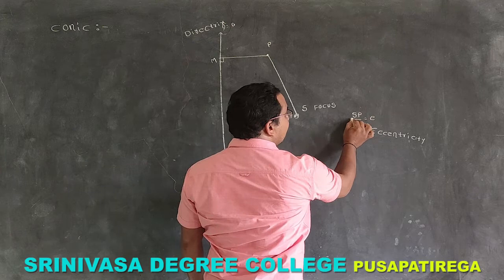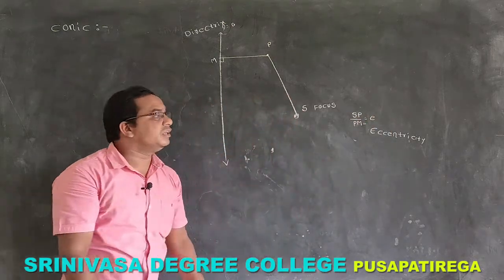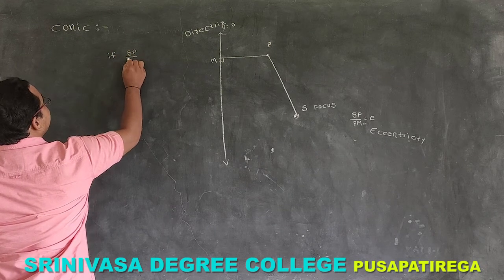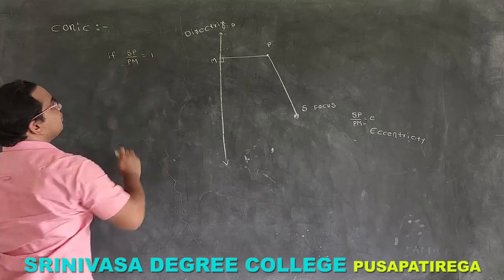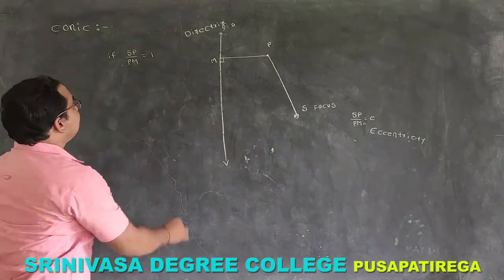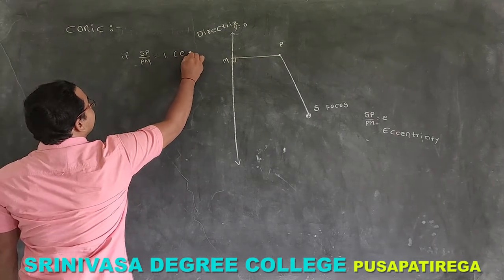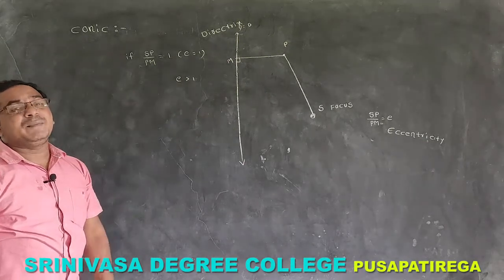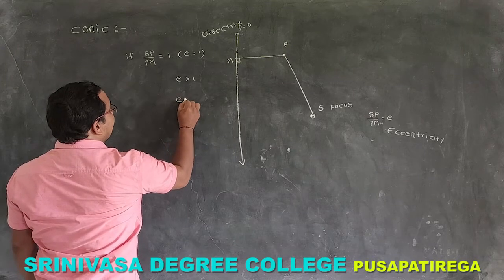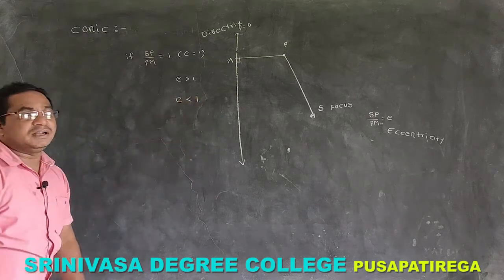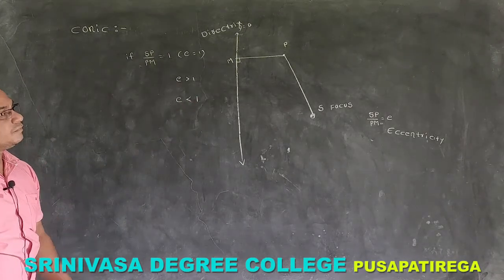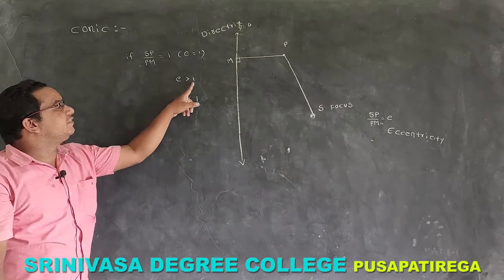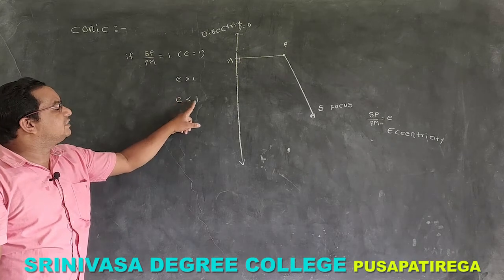Suppose the constant ratio SP by PM is equal to E. If E is equal to 1, then the conic represents a parabola. Suppose the constant ratio E is greater than 1, then the conic represents a hyperbola. Suppose the constant ratio E is less than 1, then the conic represents an ellipse.